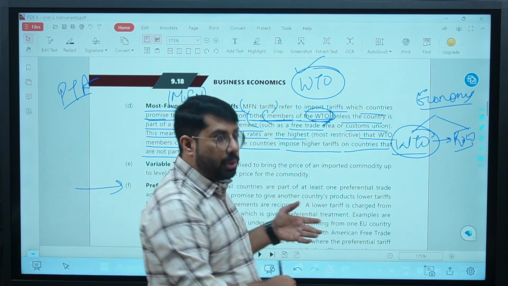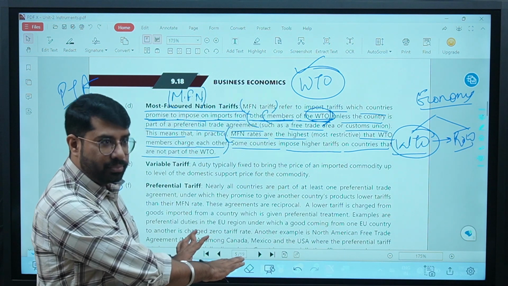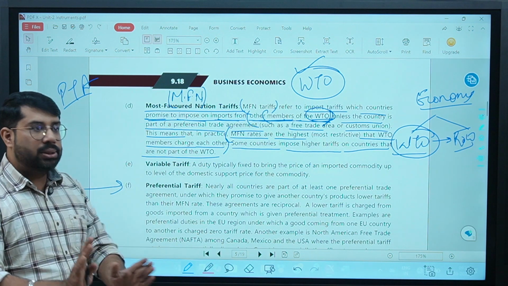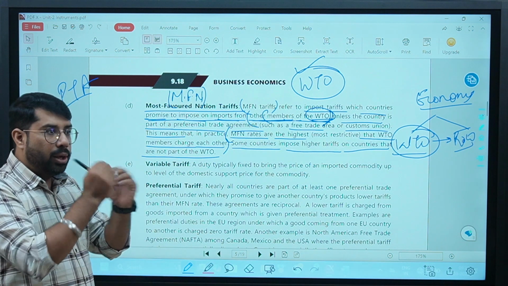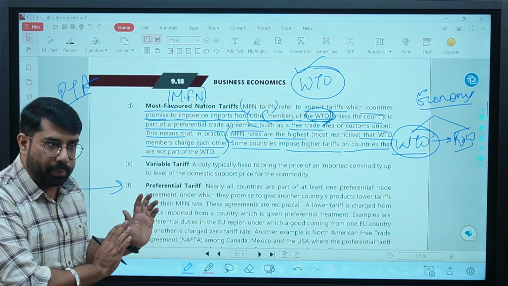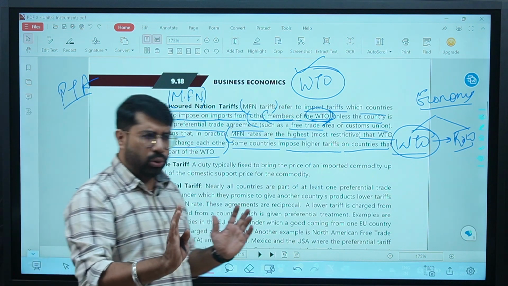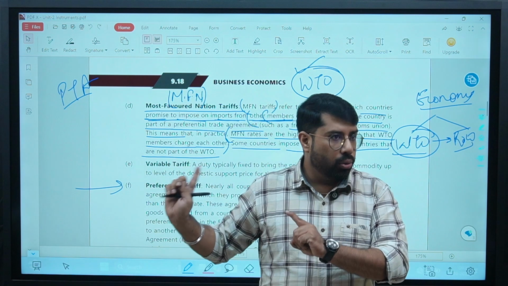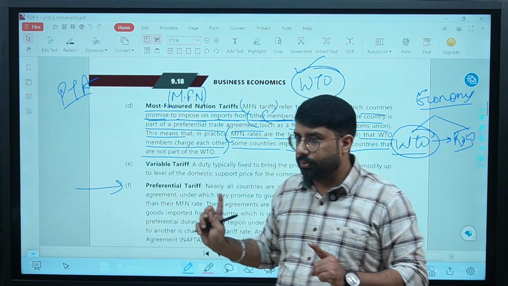If the countries are not members of WTO, we'll talk about that also. For now, I want you to understand how things are working within the members of WTO. Do you understand that part? We'll talk about the non-members of WTO, don't worry. We will talk about it. Are we clear, guys? Yes or no? Yes, sir. Any questions here?